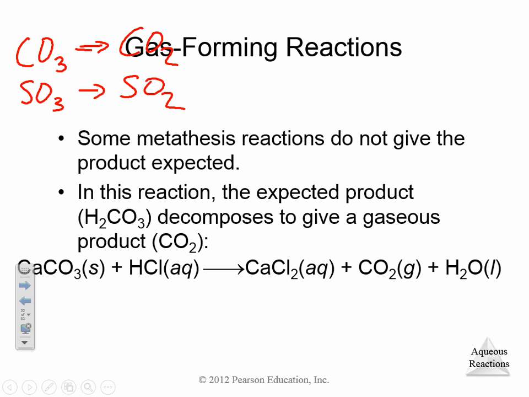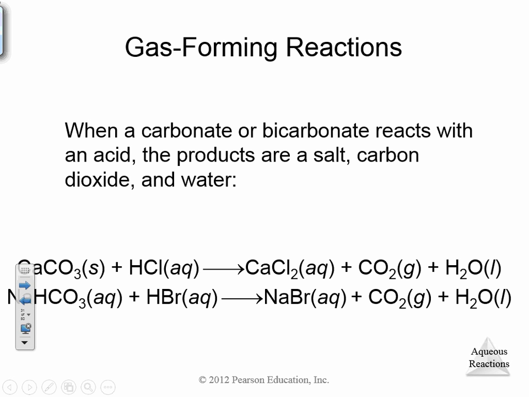If you look at the bottom example here, we have calcium carbonate reacting with hydrochloric acid. You are going to get a salt. Calcium chloride is a salt, and water, but you can see your third product is carbon dioxide. So carbonates act slightly differently than other reactants when we were talking about acid-base reactions. Below here is another example with sodium bicarbonate. Bicarbonate can also produce carbon dioxide.